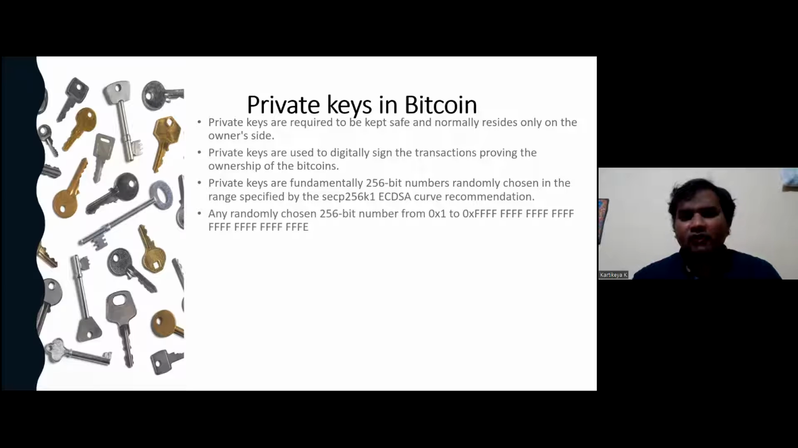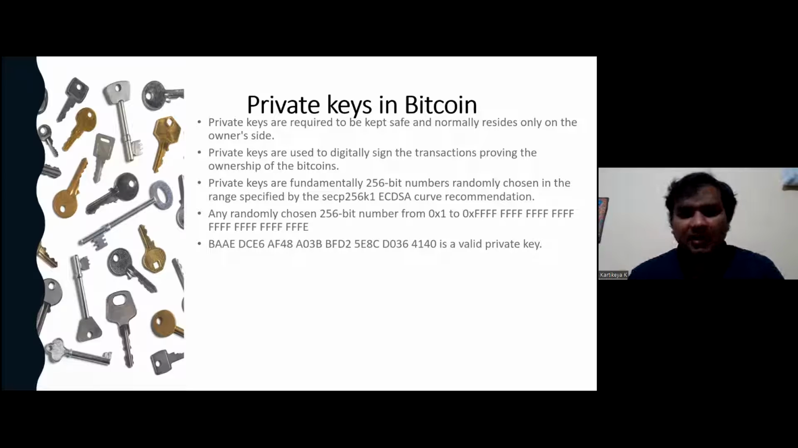So, private keys are fundamentally 256 bit numbers. That means in the form of binary numbers, 0101, like that, in a total of 256 bits. And the range is specified by the SECP256K1 ECDSA curve recommendation. According to this curve recommendation, the private keys are chosen. So the valid range of 256 bit numbers starts from 0x, which means hexa. This is in hexadecimal format. We know, right, that as in decimal format the valid digits are 0 to 9, in hexadecimal the valid digits are 0 to F. That's why here 0x represents the hexadecimal format. Okay. So the valid range of 256 bit numbers is 1 to FFF, like this. This is the range. Okay.